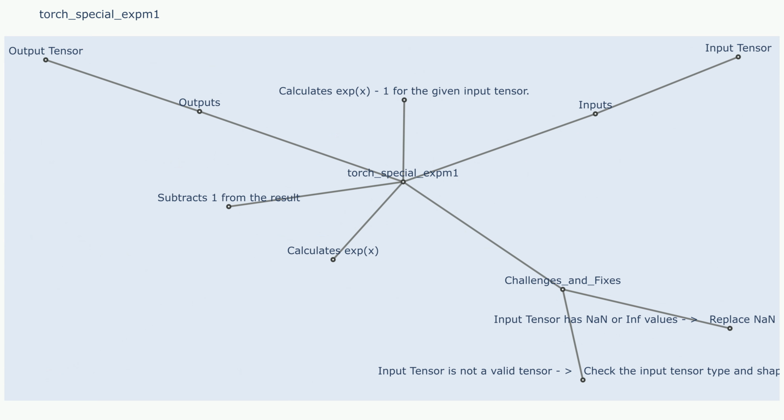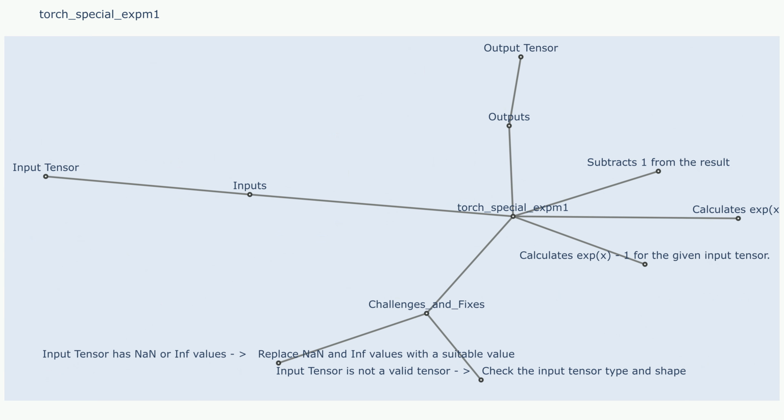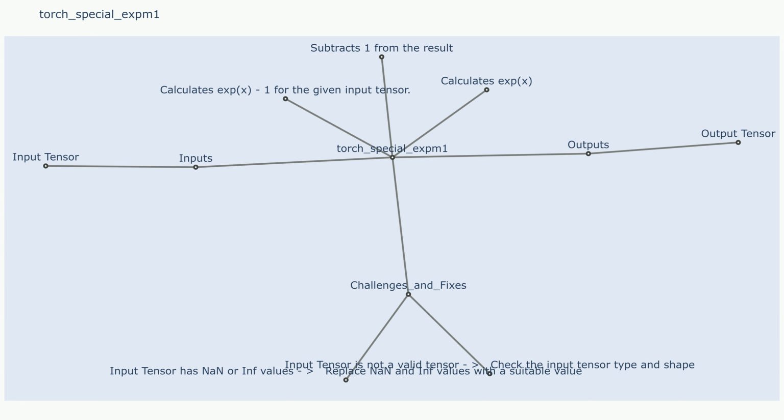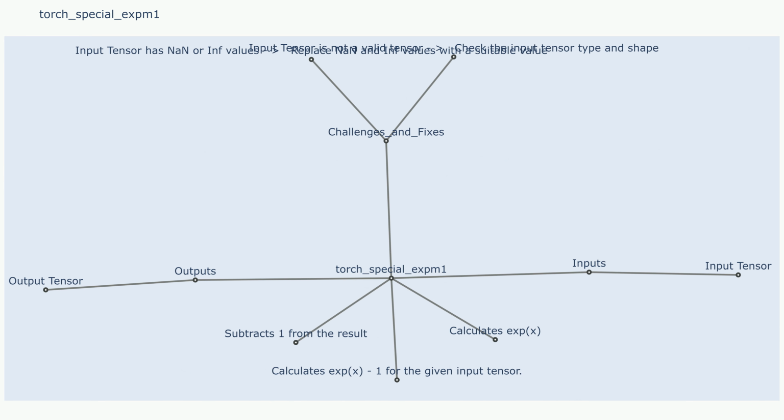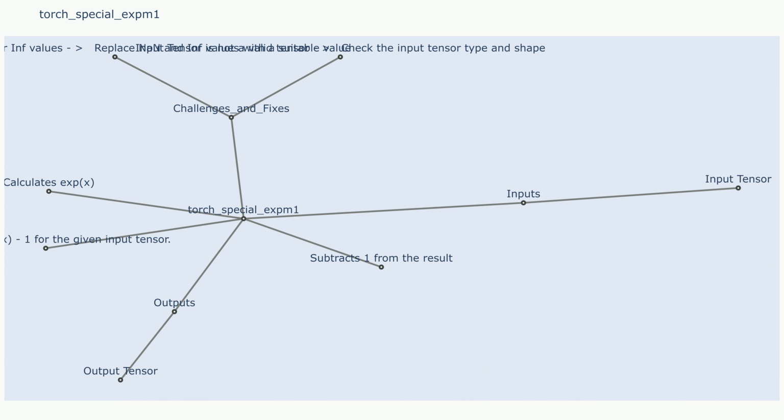Challenges and fixes. Challenge 1: overflow when the input values are very large. Calculating the exponential can lead to overflow errors. Sample use case: calculating torch.expm1(1000). Fixes. The torch.special.expm1 function is designed to handle large input values gracefully and avoid overflow issues.